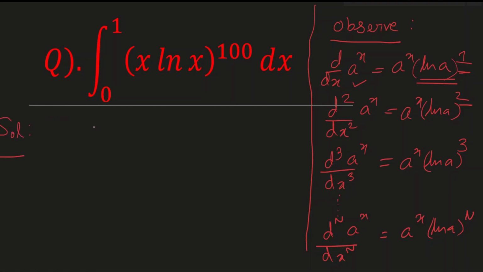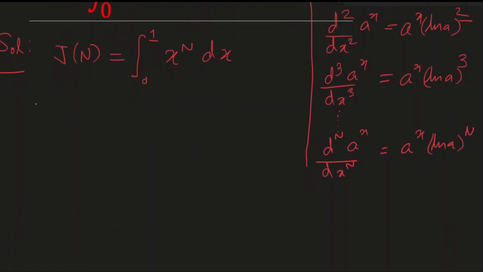So what I'm going to do is take a function of n, that is J(n), and I'm going to define it to be equal to the integral of x^n dx, right? So now I'm going to differentiate J once, so differentiation of J with respect to n. What's going to happen is the differentiation is going to go inside the integral, and the differentiation of x^n is going to be x^n times ln x. This is going to be nothing but the integral of x^n ln x dx.